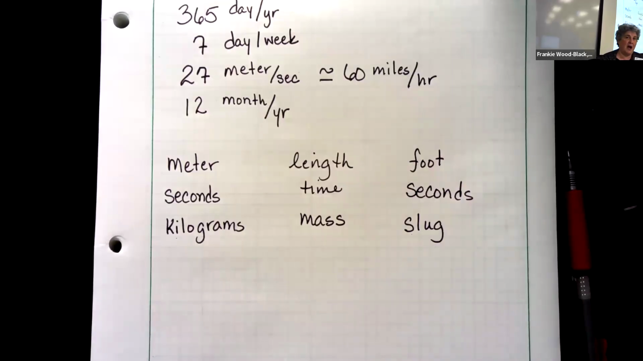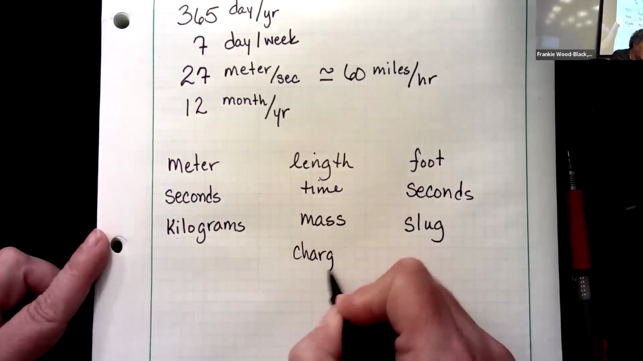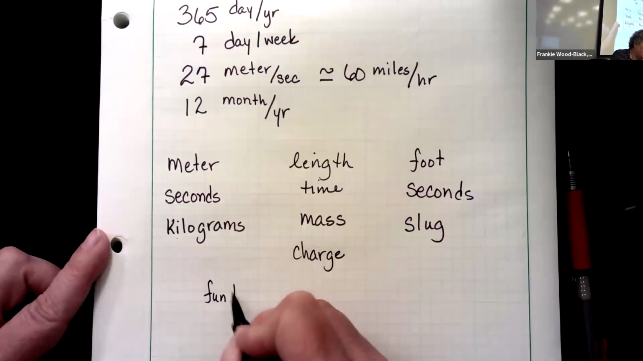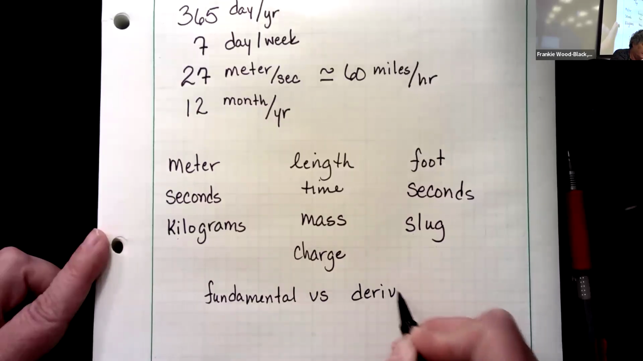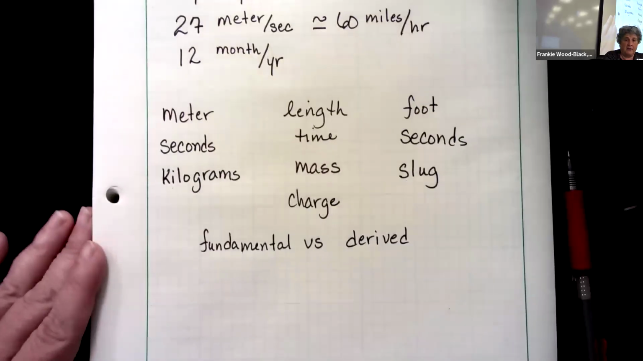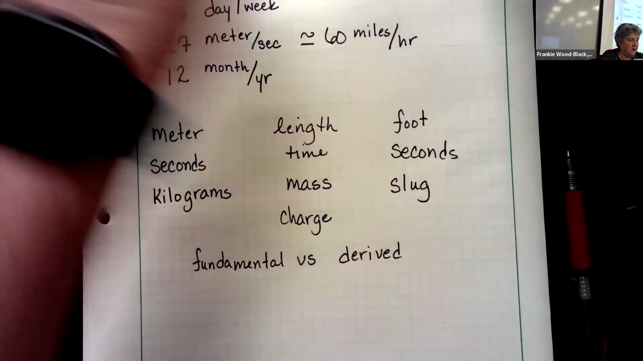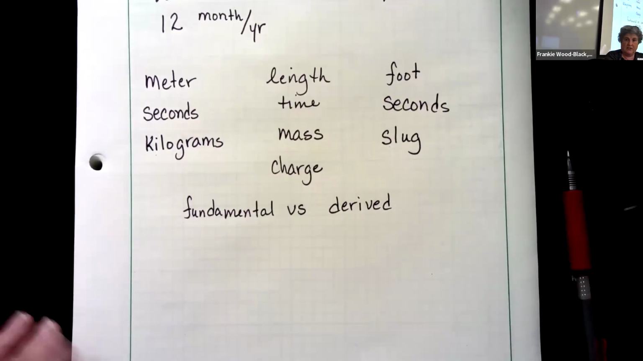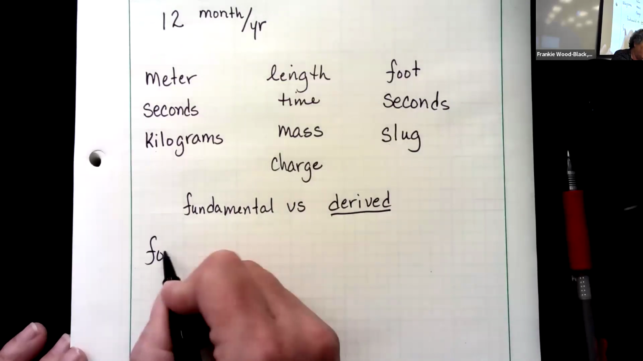So we also talk about derived units. We have a couple of other fundamental units, and that's related to charge. And we'll see that when we get into physics 2, but that is another fundamental unit. So we have fundamental and derived units. Now, one of the most common derived units that we're going to have to keep track of is force. A derived unit is made up of other units, and force is going to be a derived unit.